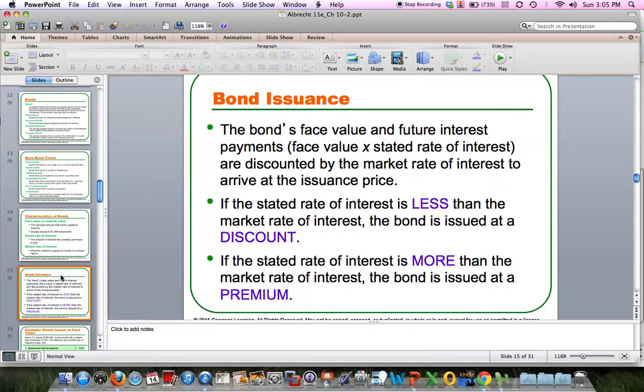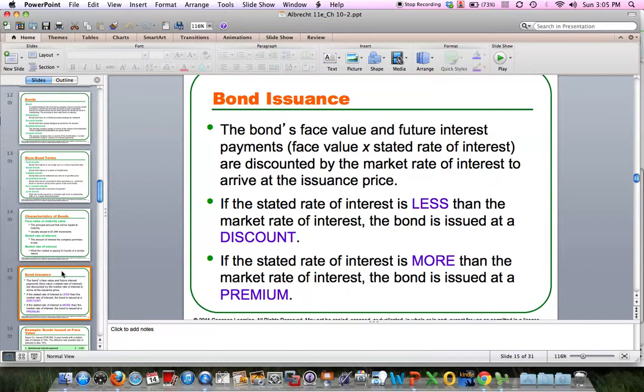If the stated rate of interest is less than the market rate of interest, the bond will be issued at a discount. Okay, so let's say the stated rate, remember that's the rate printed on the contract, is 5%. But let's say the market pays 6%. So stated rate was 5 and market was 6. My bond is not very attractive. If I'm a corporation trying to sell this bond, it's not an attractive bond because investors can go and buy a similar bond from somebody else and get a 6% rate of return. Why would they buy my bond at 5%?